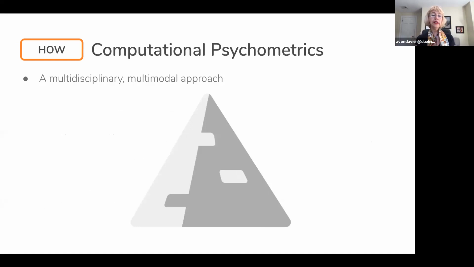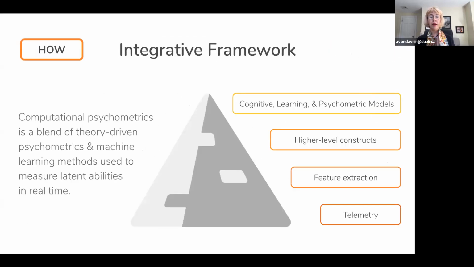So what is it actually? It's a multidisciplinary, multimodal approach. Next, please. That starts, as I mentioned before, with cognitive learning and psychological measurements. It looks at higher-level constructs, it looks at feature extractions, and the basis of all of this is the rich data that we are nowadays able to collect in assessments that take place online. So we collect much more than just the correct or incorrect responses. We have the capabilities to collect timing information and other process information about how the students actually think about their responses. Next, please.